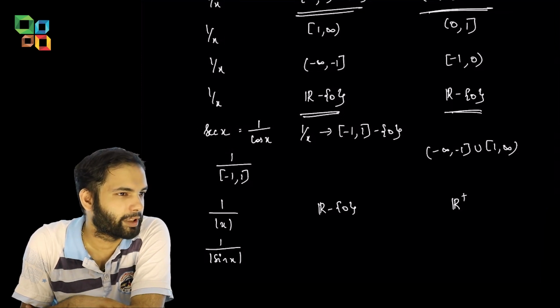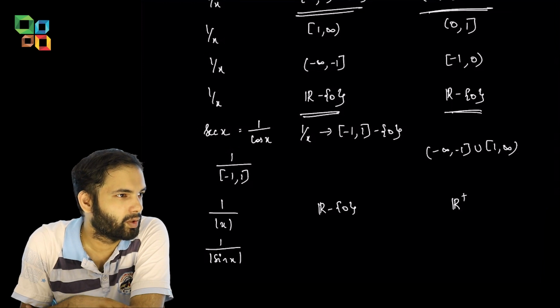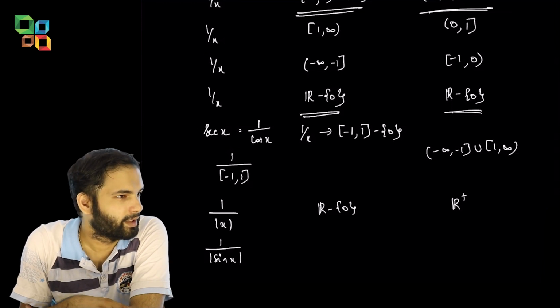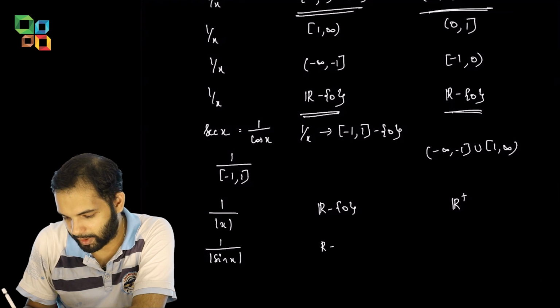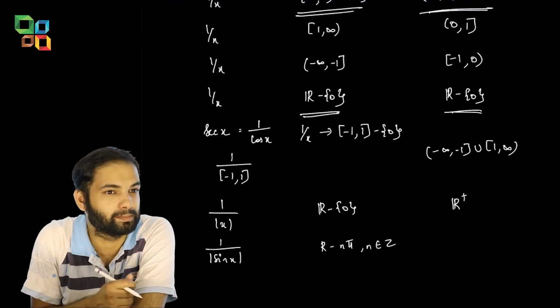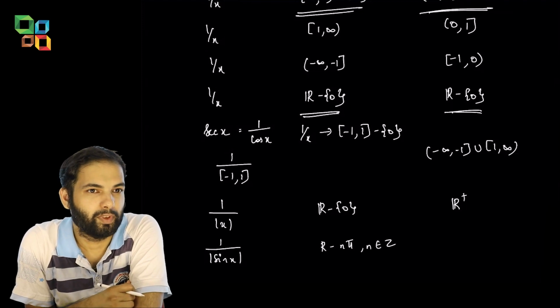Sin x is 0 sometimes, correct? When is it 0? At 0, at pi, at 2 pi, and so on. n pi. At n pi it's 0, right? So we'll just remove those values. So R minus n pi, where n belongs to integers. Fine. Okay. Range now.